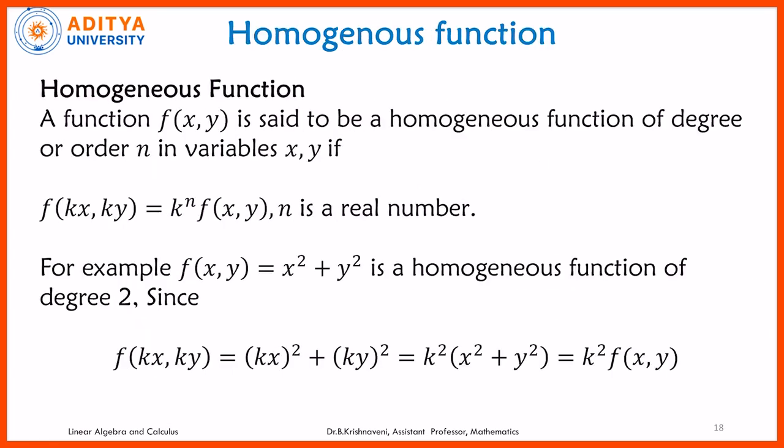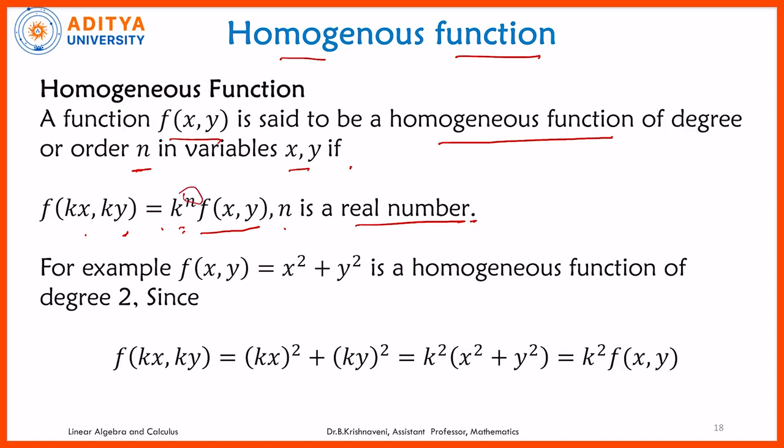So now let's discuss homogeneous functions. What is meant by a homogeneous function? Let us consider the function f(x, y). It is said to be a homogeneous function of degree or order n in variables x, y if f(kx, ky) is equal to kⁿ f(x, y), where n is a real number.